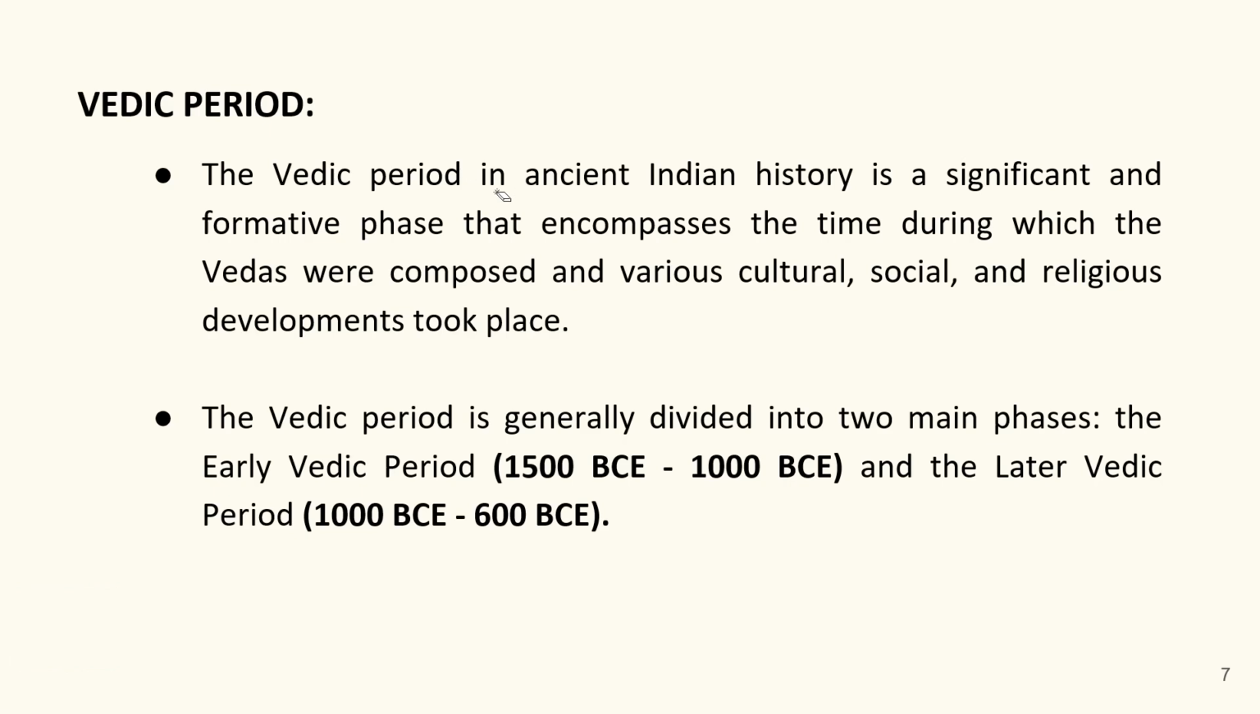Got it? The period is generally divided into two main phases: the early Vedic period, starting from 1500 BCE and ending at 1000 BCE, and the later Vedic period, from 1000 BCE to 600 BCE. I have already told you that the early period starts from the end of the Indus Valley civilization and the settling of Aryans in the Indus Valley area. The later period starts from the migration of the Aryans into the northern plains and settling down near the areas of the Ganga and its tributaries.